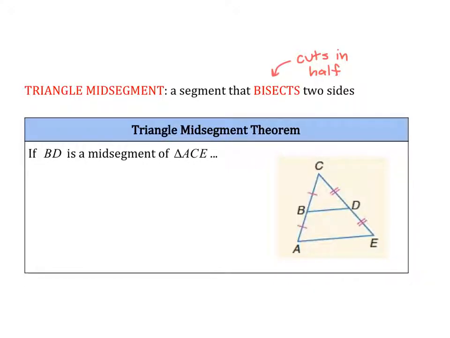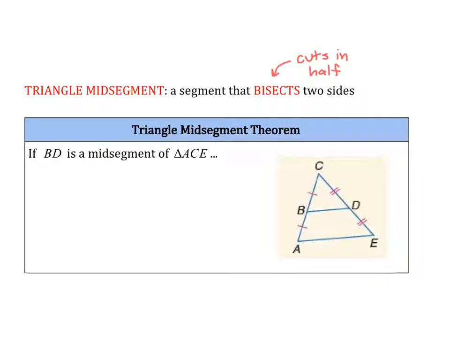All right, so now we're going to talk about what's called the triangle midsegment theorem, and in order for us to do that, we need to know what a triangle midsegment is. That is a segment, such as this, that bisects two sides of your triangle. If I look at this segment, I can see that it has bisected side CA because the two parts are congruent, and it has bisected side CD, or CE, because the two parts are congruent. So that's what a midsegment does.